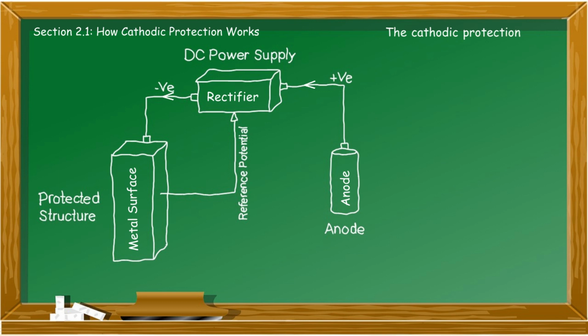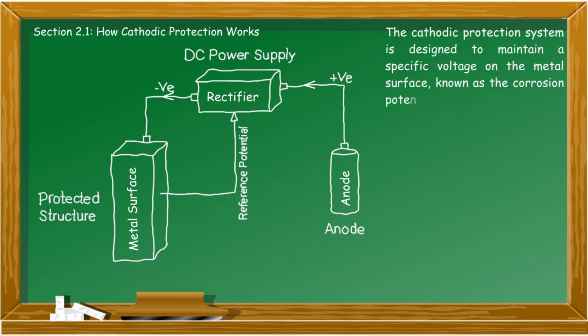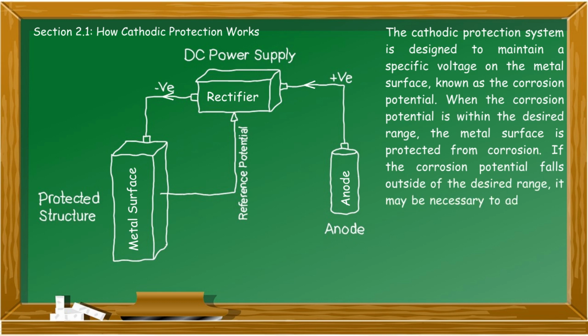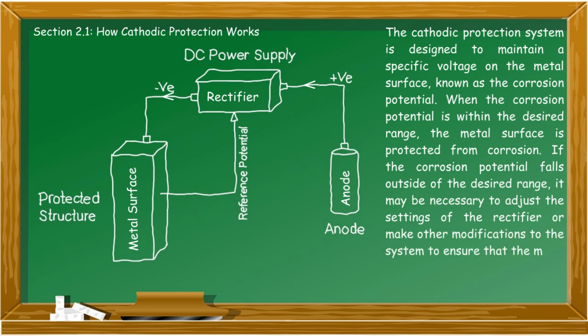The cathodic protection system is designed to maintain a specific voltage on the metal surface, known as the corrosion potential. When the corrosion potential is within the desired range, the metal surface is protected from corrosion. If the corrosion potential falls outside of the desired range, it may be necessary to adjust the settings of the rectifier or make other modifications to the system to ensure that the metal surface is adequately protected.